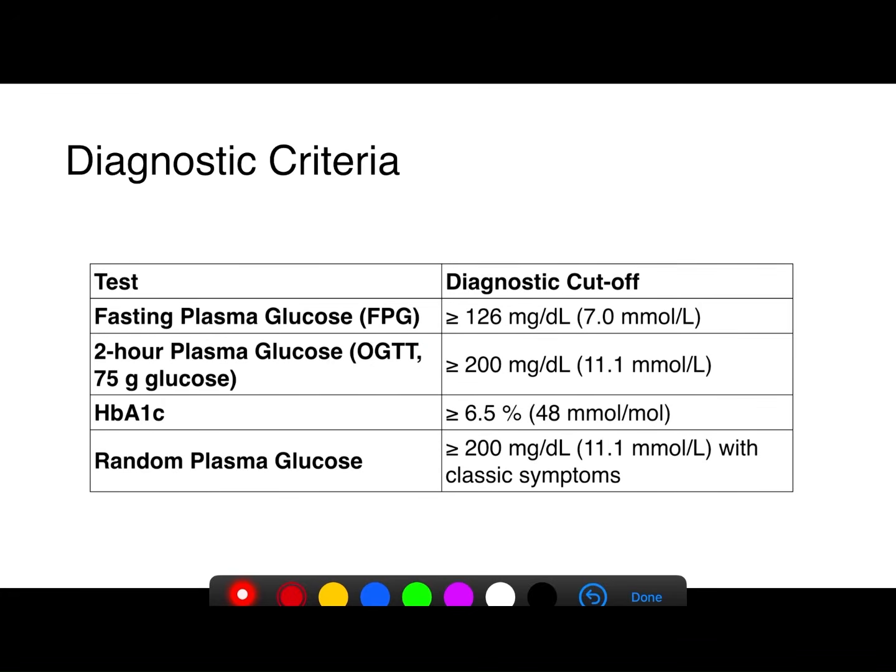Coming to the diagnostic criteria of diabetes, for fasting plasma glucose, it is more than or equal to 126 mg per dl. The diagnostic cutoff for 2-hour plasma glucose after the OGTT test is more than or equal to 200 mg per dl. HbA1c more than or equal to 6.5%, and random plasma glucose more than or equal to 200 mg per dl, along with the classical symptoms of diabetes like polyphagia, polydipsia, polyuria.